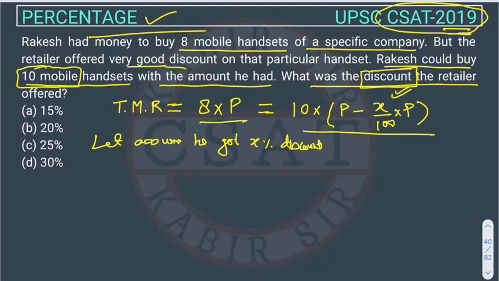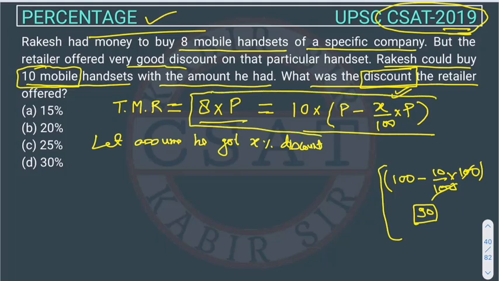Now this, P minus X upon 100 of P, this is the discount. How are we calculating? Suppose previously the price was 100 rupees, right? Now he got some discount. Suppose he got a discount of 10%, right? I'm giving an example: 10% of 100 will be 10 rupees. So the final price will be 90, right? The same thing we are doing here. Okay, so now we have to solve this equation and we will get our answer.